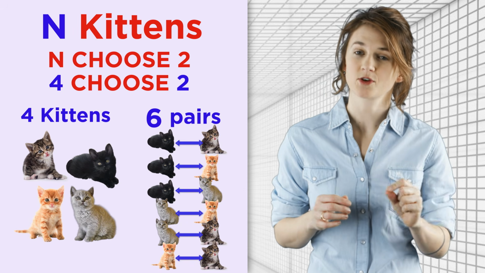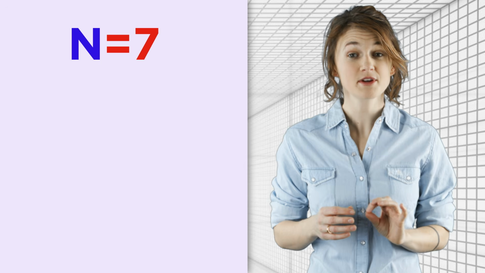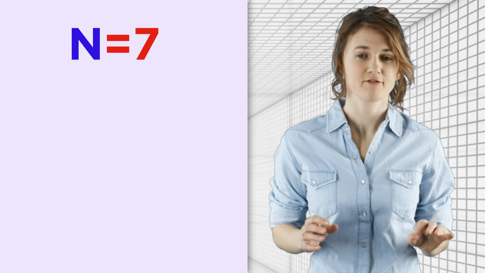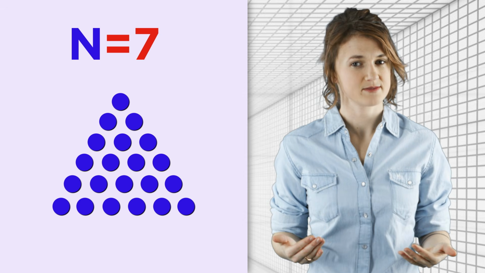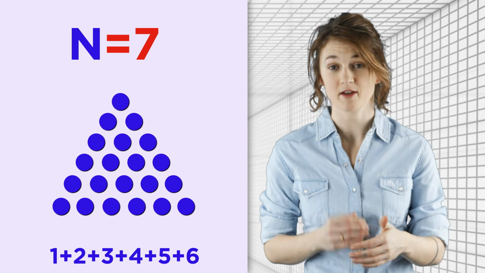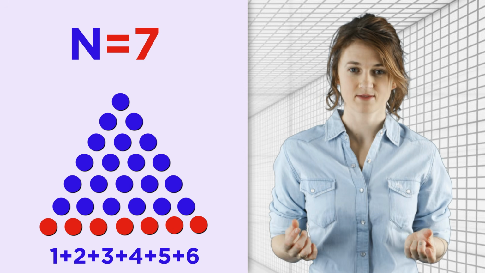To demonstrate the equality concretely, let's say n equals 7. But notice that, importantly, the proof works for any n. First, draw a pyramid of dots with 6 dots at the base. Notice that the number of blue dots is 1 plus 2 plus 3 plus 4 plus 5 plus 6. Now, draw a final row with 7 dots.